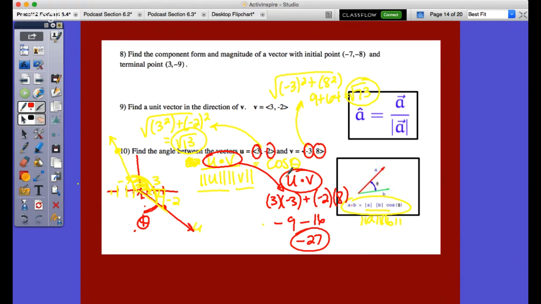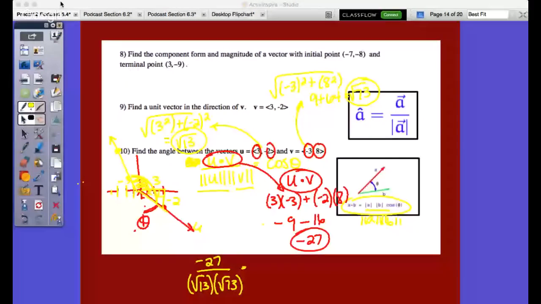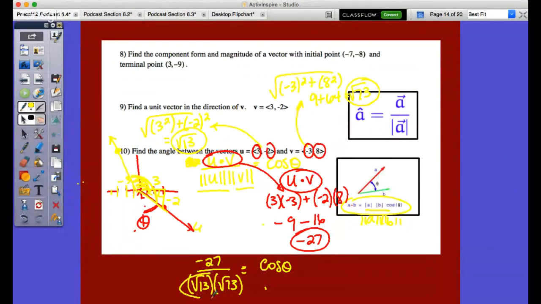So what we would then do is take -27 and plug it into the formula that we have up here. This top part is -27, divided by the magnitude of u, which is the square root of 13, times the magnitude of v, which is the square root of 73. And we'll set that equal to the cosine of theta, okay? Now, in doing this, if I were you, I would do this bottom part first and then divide -27 by it.